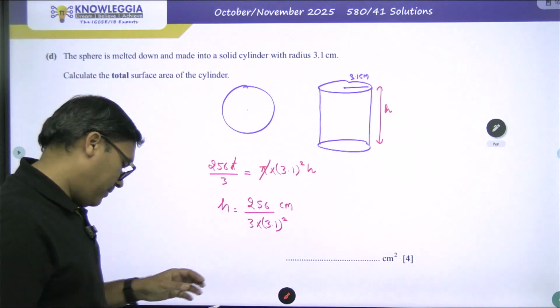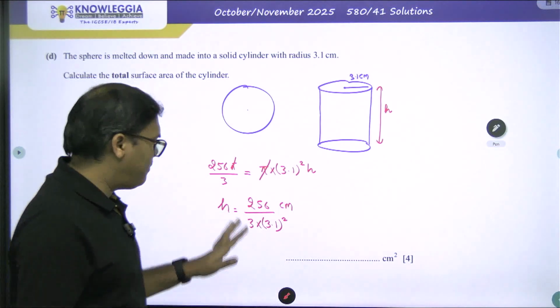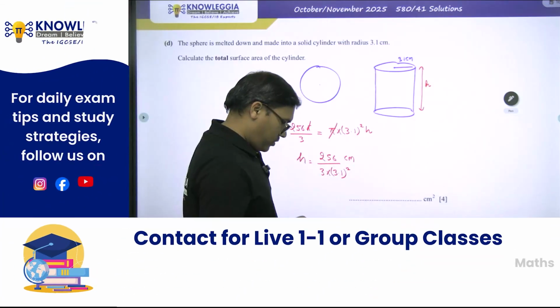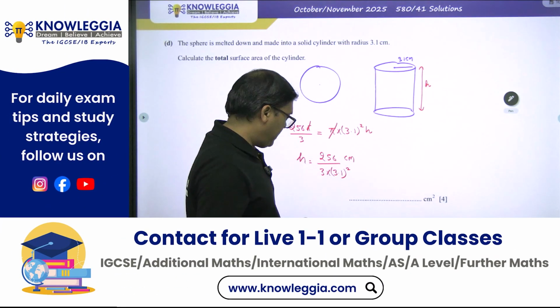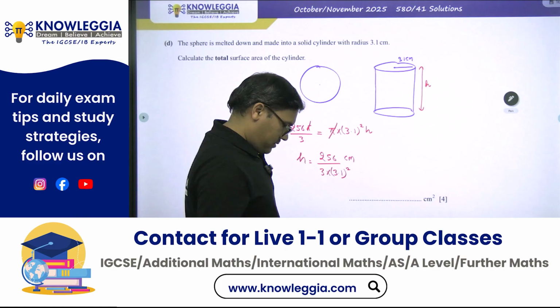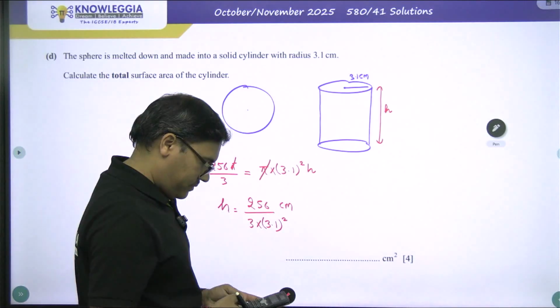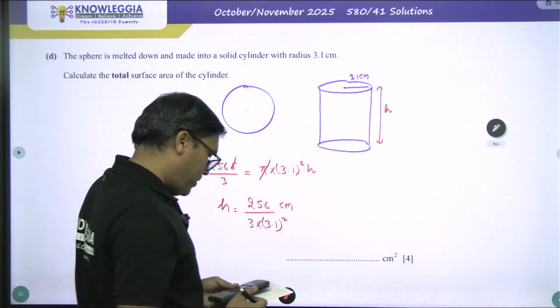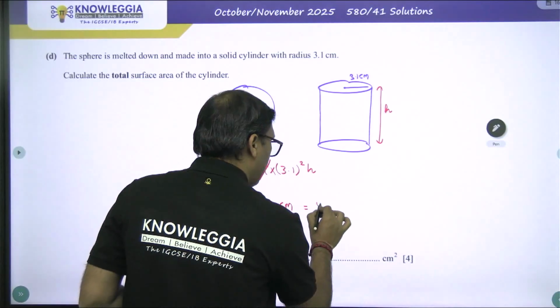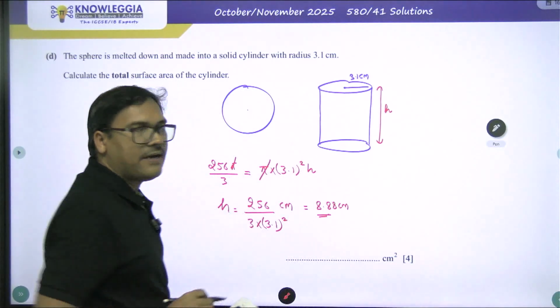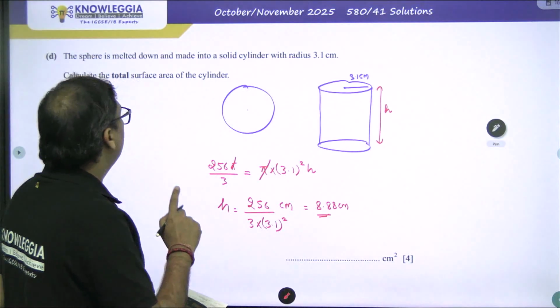Okay. So now we will calculate this. This is 256 divided by 3 into 3.1 square. So this will be 8.88 centimeters. This is the height. Now you have to get the total surface area.